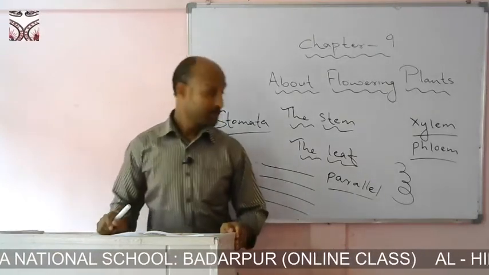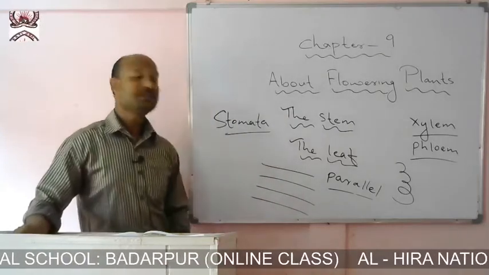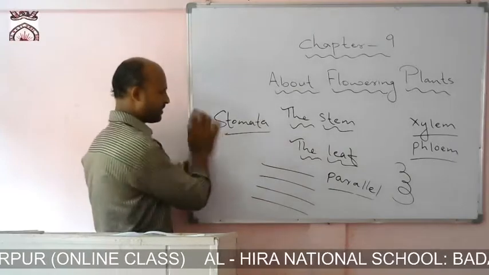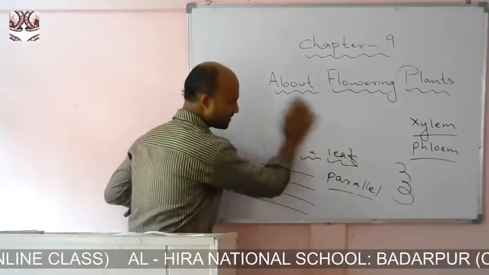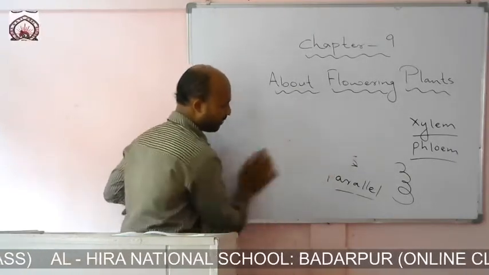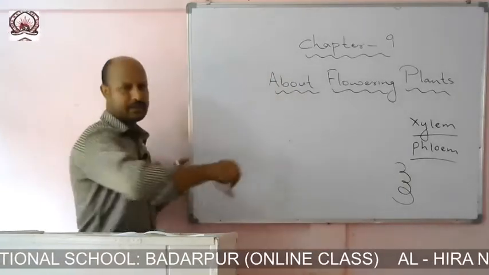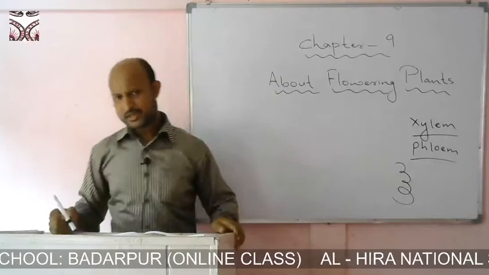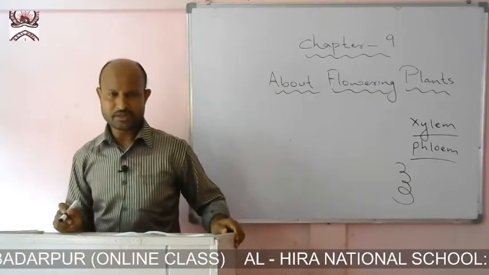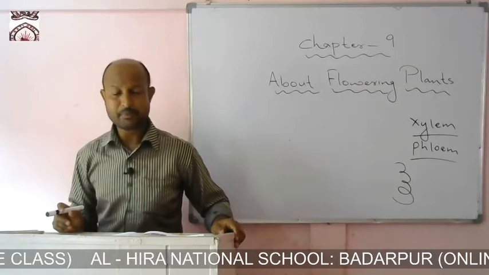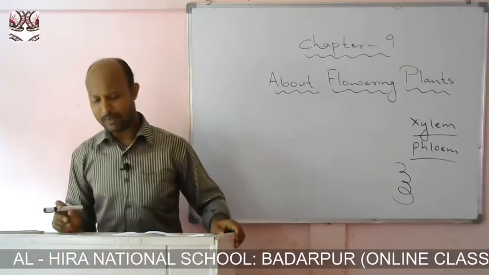Lastly, we have got the main part of the plant, that is the flower. You all know that flowers of different plants are different. Some are red, some are blue, some are orange, some are white. So there are different colorful flowers borne by different plants.